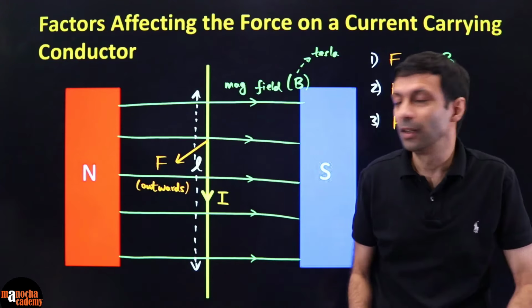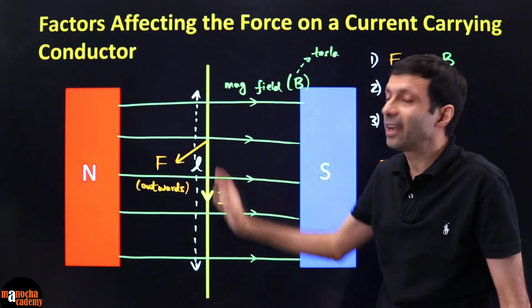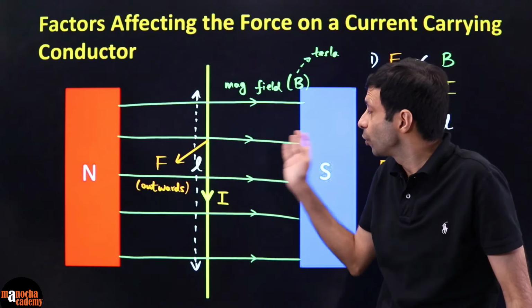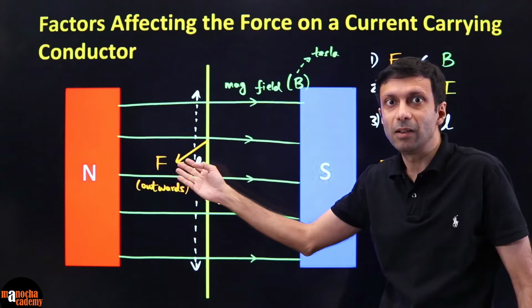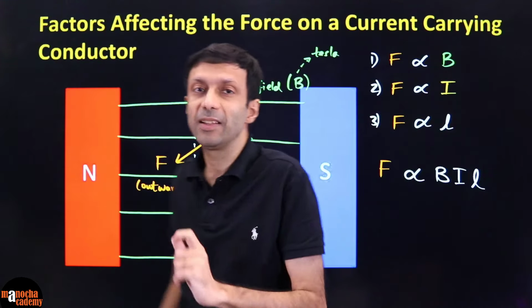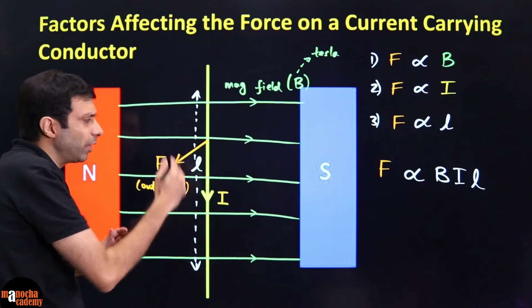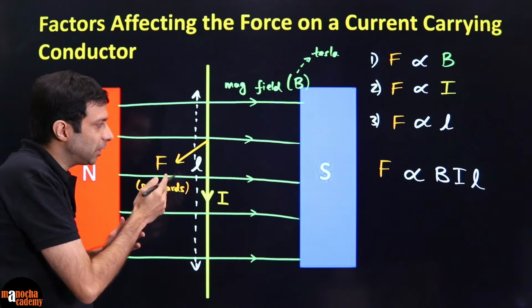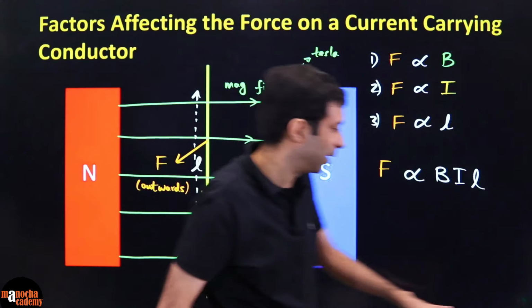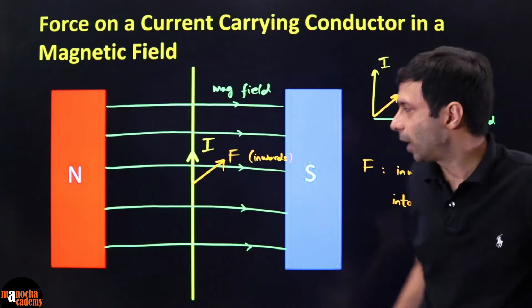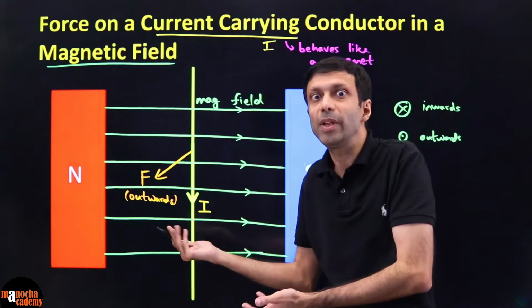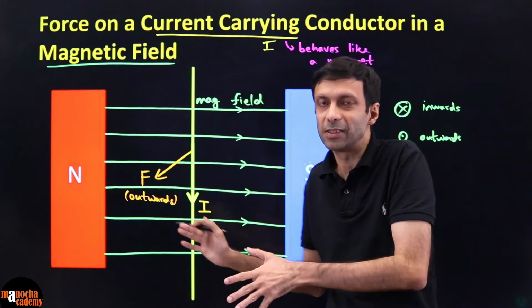What is the last factor? It matters in what angle you place the current carrying wire. Do you place it like this? Some of you are thinking, what if I place the current carrying wire parallel or at an angle? Till now, if you notice, we have always placed the current carrying wire perpendicular to the magnetic field. Did you guys see all the diagrams that we did? The current carrying wire was always perpendicular to the magnetic field. And there's a reason behind that. It's not just by coincidence.